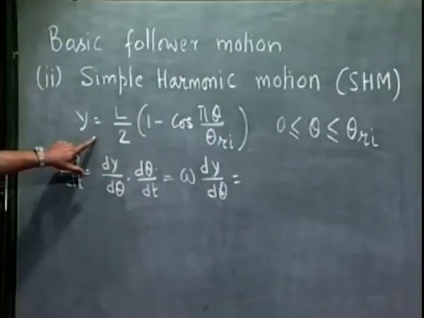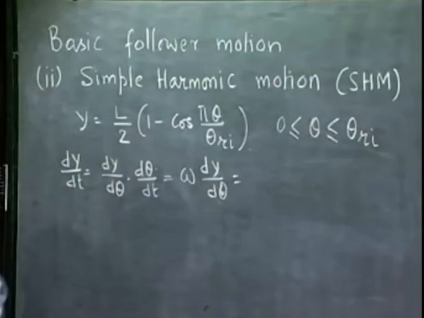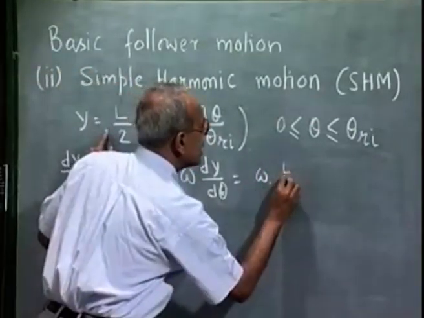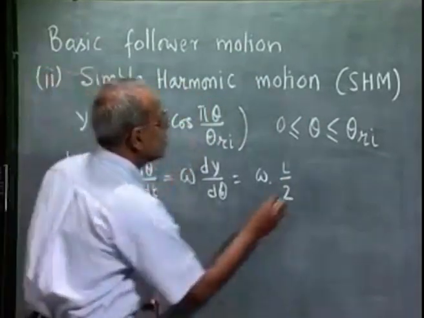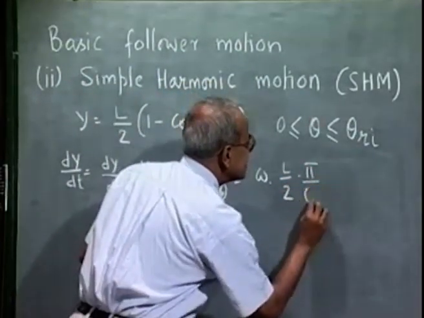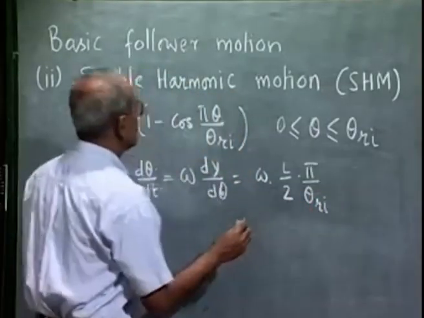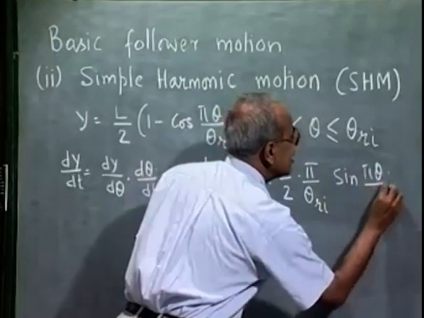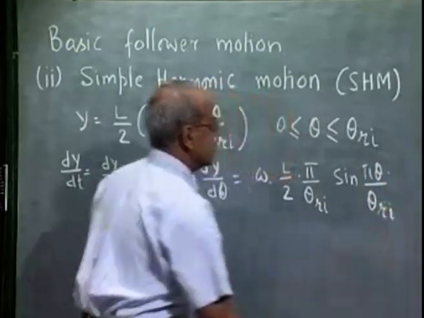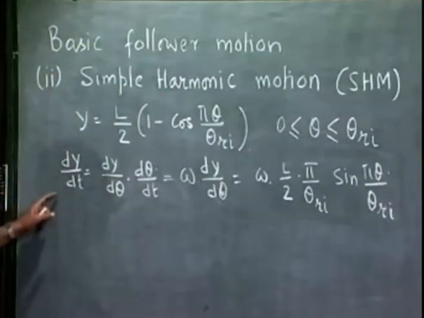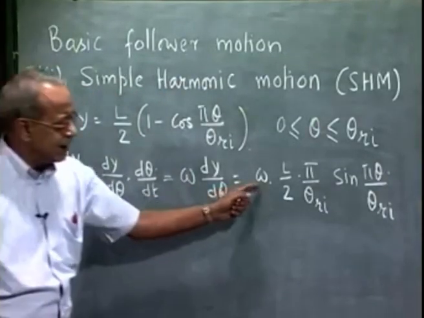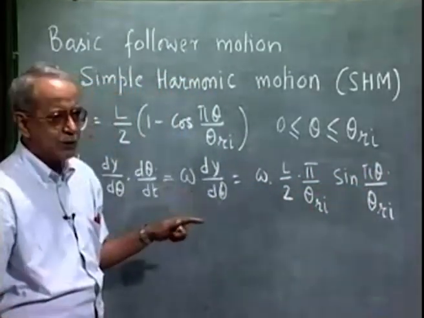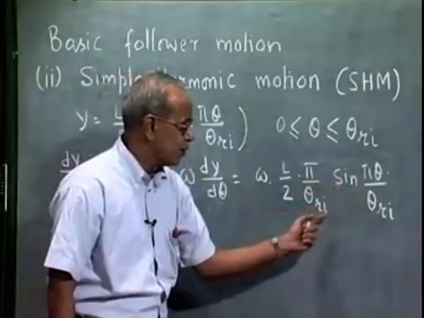For this expression of y, if we take dy d theta, we can easily see this turns out to be omega into L by 2 into pi by theta Ri into sine pi theta by theta Ri. So this is the expression for the velocity of the follower, and as we see, because of the sine term, it can never be beyond the range -1 to +1. So velocity is never going to be infinity.